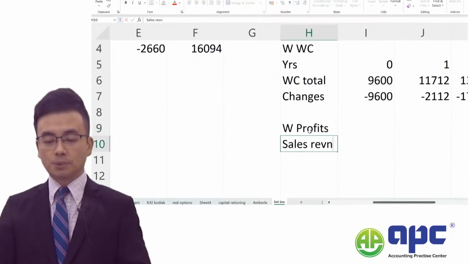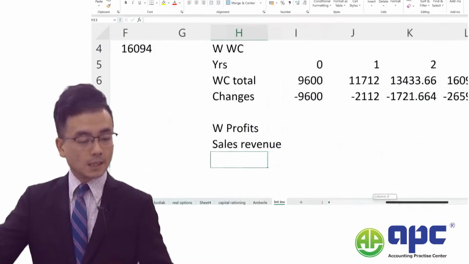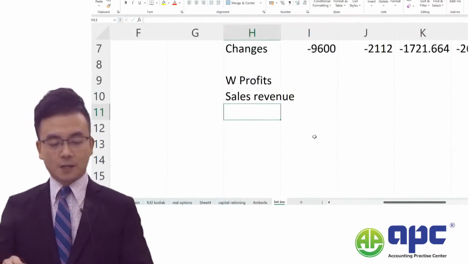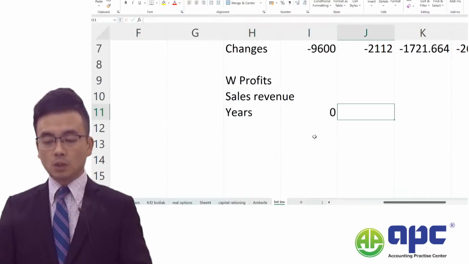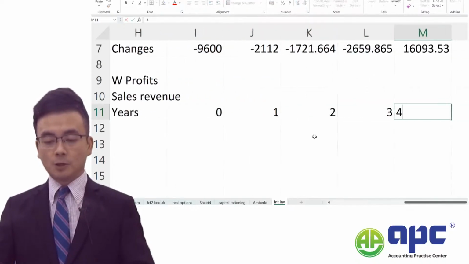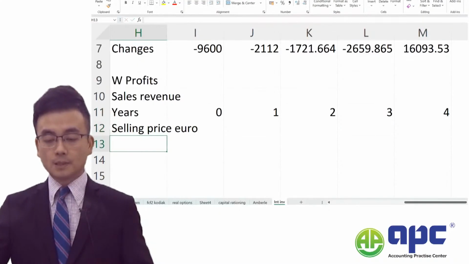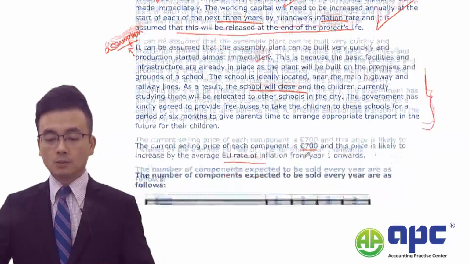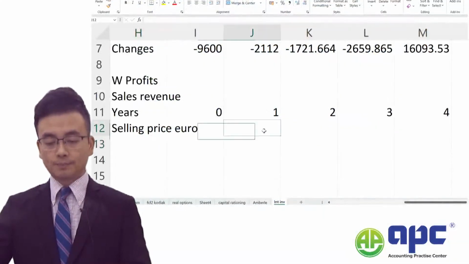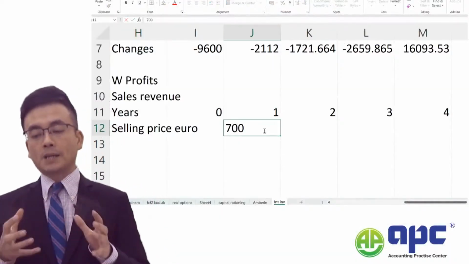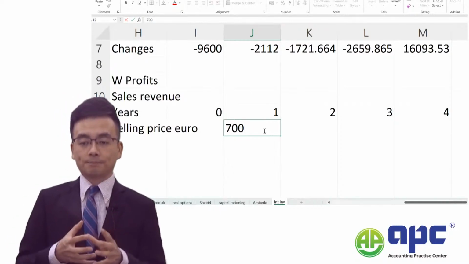Firstly, we need to compute the sales revenue at the very first start. Now, sales revenue, meaning minus any costs associated with that. Now we've got years 1, 2, 3 and 4. Firstly, we've got the selling price. Don't forget, it's in euro. By how much? We're told 700 in year 1, because we'll settle a factory there, and we'll make sales revenue after that.